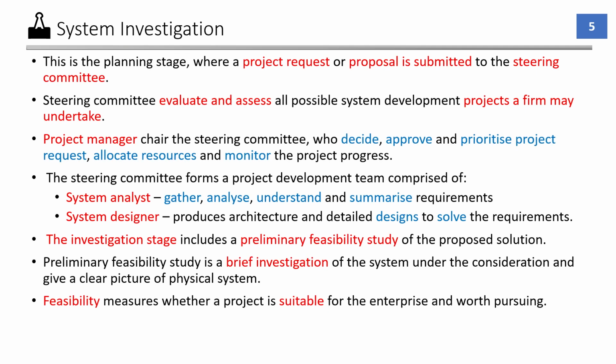The system investigation stage is the planning stage of system development. At this stage, a project request or proposal is submitted to a steering committee. The steering committee is responsible for evaluating and assessing all possible system development projects that an organization may want to carry out. A project manager usually chairs the steering committee. This role involves deciding which projects to approve, setting priorities, allocating resources, and monitoring project progress.